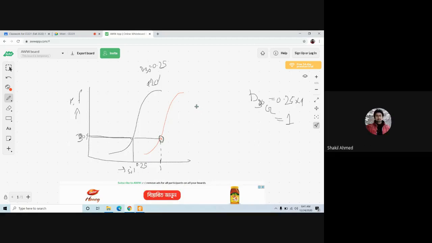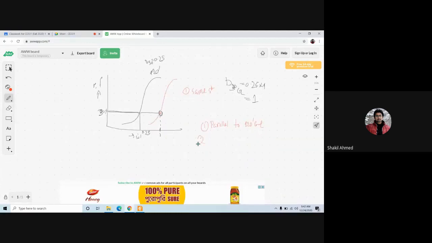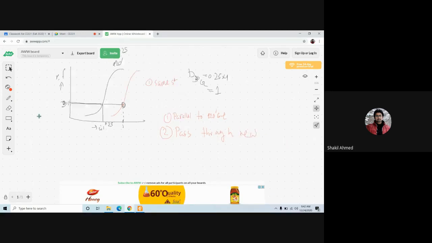Right? Yes, sir. Criteria is what? First of all, parallel to this graph. That's very clear. Number two, which has to pass through the new D30, new D30G. And number three, the uniformity coefficient has to be less than or equal to 2.5.